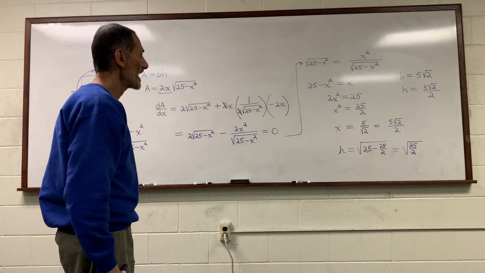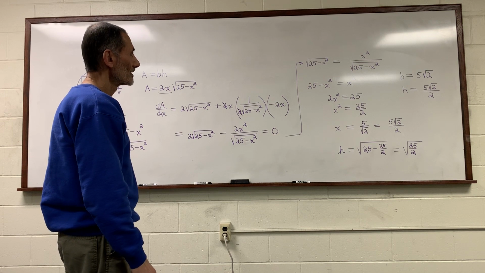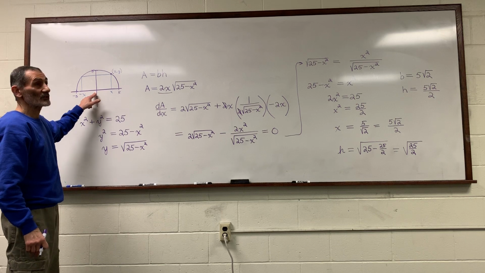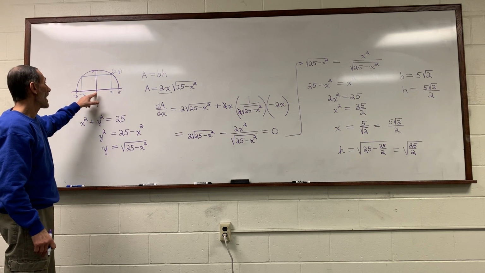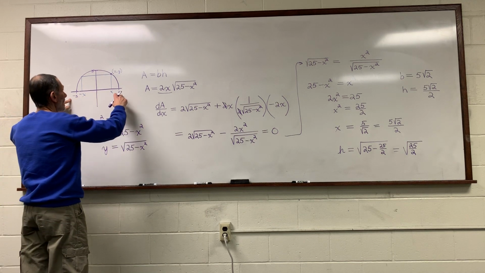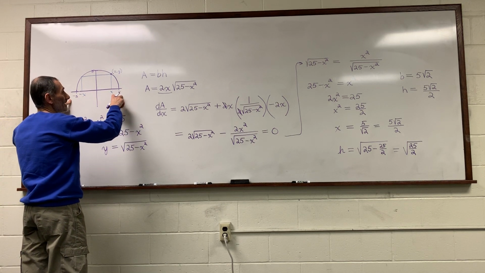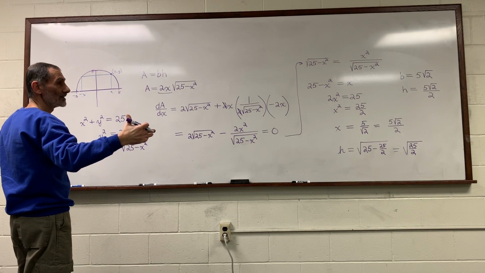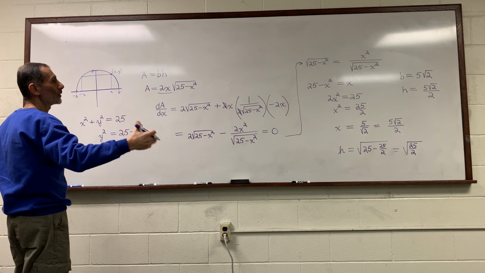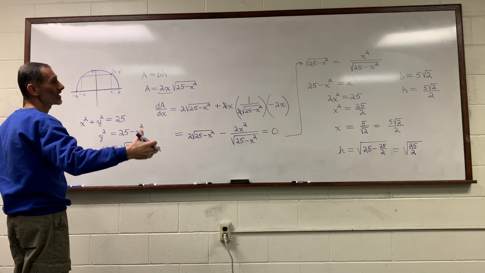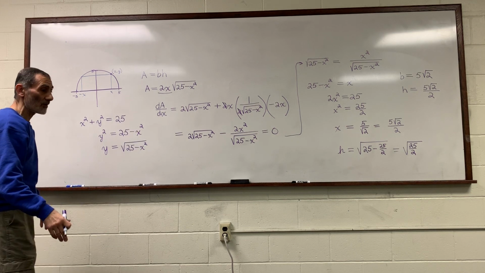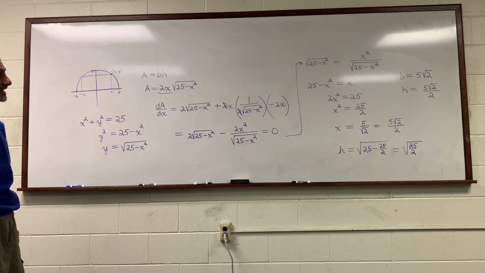I won't ask you to check to make sure that that's a maximum. A minimum would clearly be if x were 0, if you had no base, or if x were 5 and you had no height. Those are the endpoints for x's domain, 0 and 5. At either one of those endpoints, the area would be 0. And clearly, the area there is greater than 0, so we know it's a maximum from our work with absolute maximum and minimum.